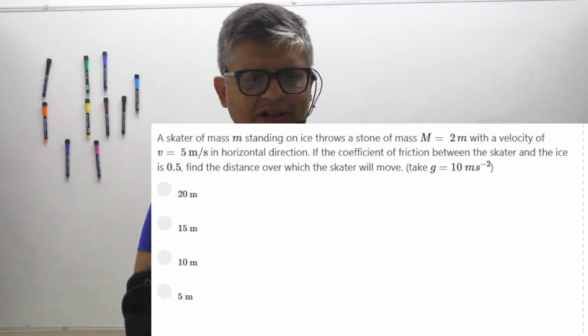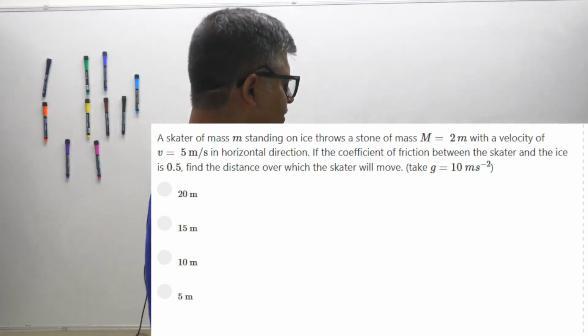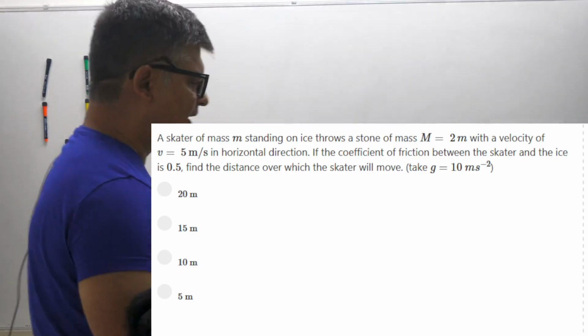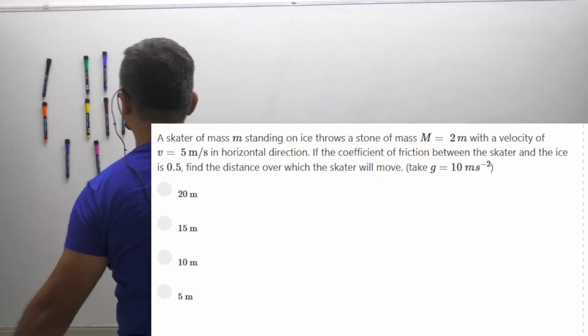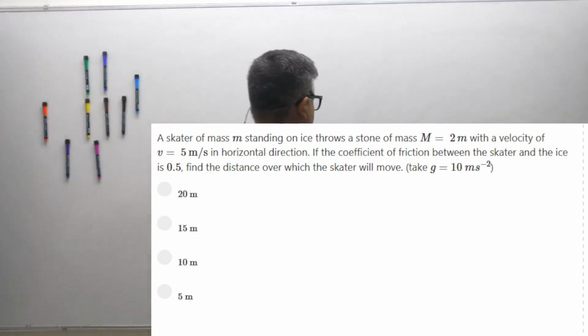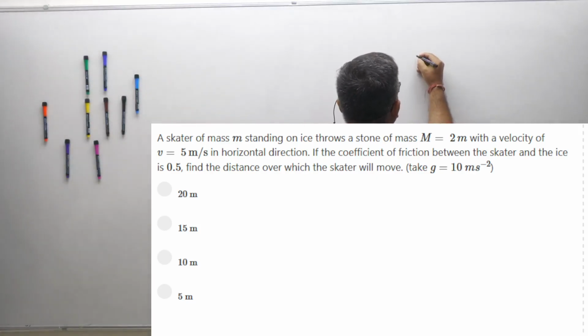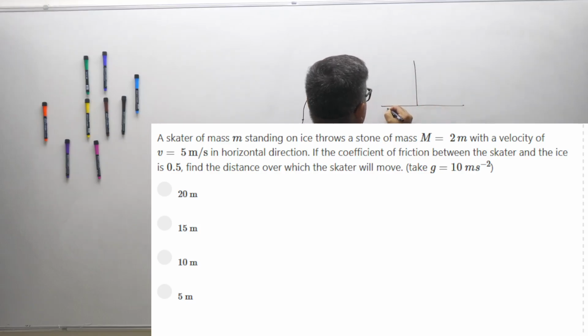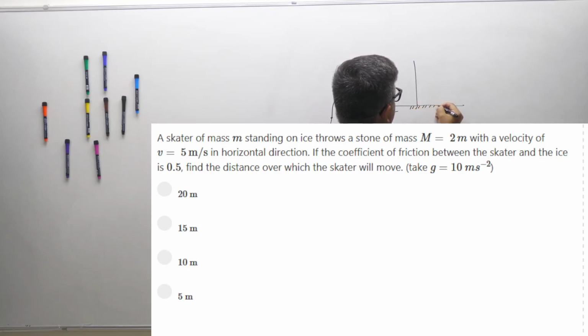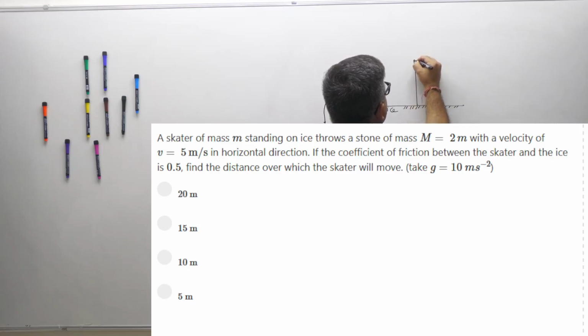Read it carefully. Let me just draw the situation so that it is clear in our mind what we are trying to achieve in this question. Let's say there is a skater. I will draw a very rough figure of the skater. This is the skater, and the skater is on the ice. So this is your ice, and I will show the ice with these dashes. The skater throws a stone.